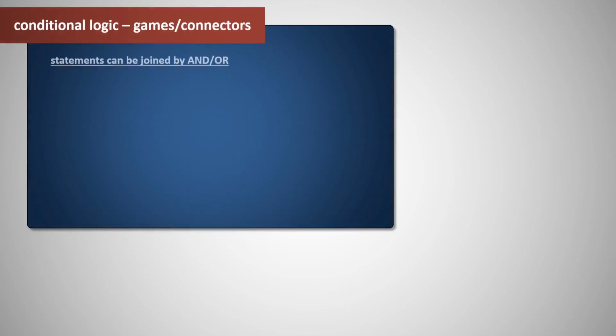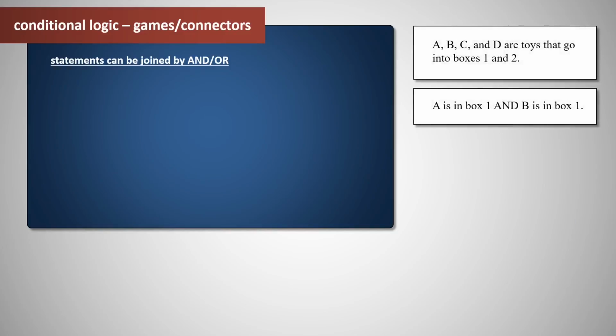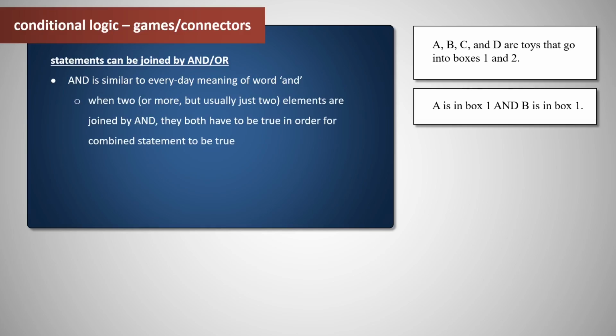Okay, so in terms of the basic connectors, you can have statements joined by and or or. So for example, we've got a simple game of the rules here. A, B, C, D are toys that go into boxes 1 and 2. So then a rule tells you that A is in box 1 and B is in box 1. Now, and is very similar to the everyday meaning of the word and. So when two, or sometimes more, but usually just two, elements are joined by and, they both have to be true in order for the combined statement to be true.